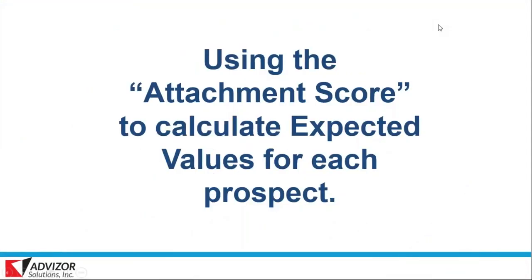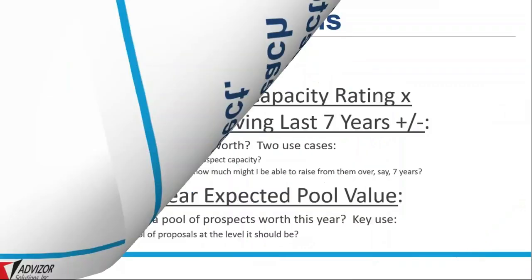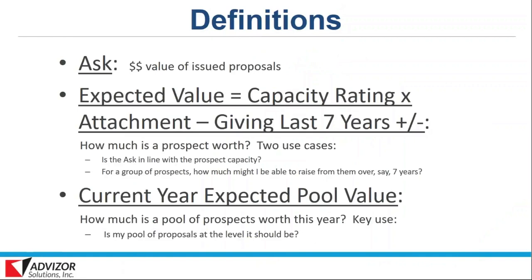Another example is using attachment scores to calculate expected values for each prospect. So there's going to be a little bit of math here, and then we'll go into use cases, because this gets into campaign funnels. It gets into major gift management, and this is pretty much comparable on both the healthcare and the higher ed side. The same concept applies. So we're going to define ask as the dollar value of issued proposals. What's been solicited? Expected value is a calculation based on capacity rating times attachment minus giving for the last several years. We put plus or minus in here. This is trying to get an assessment of how much the prospect is worth.